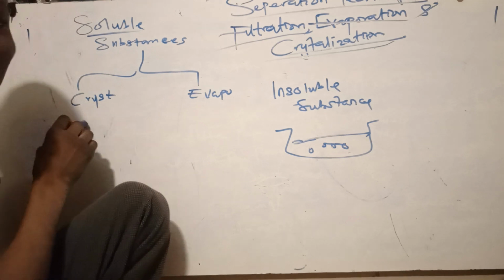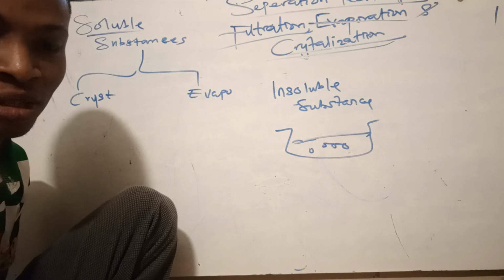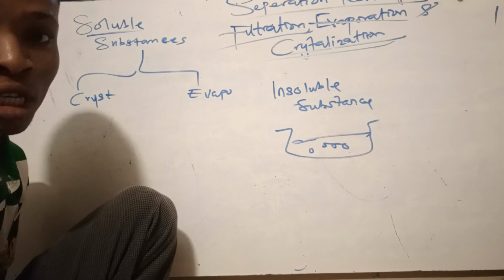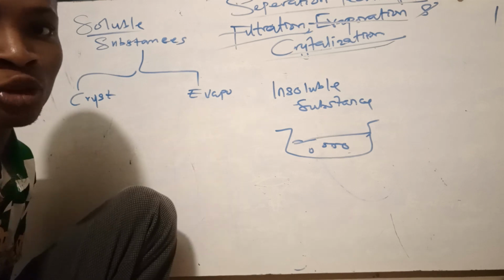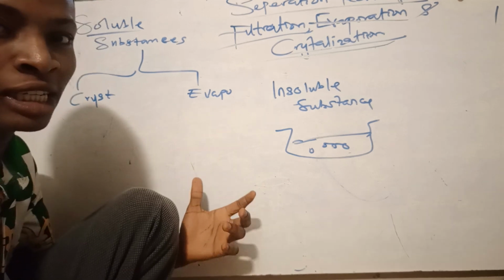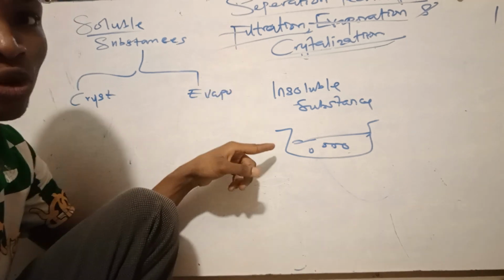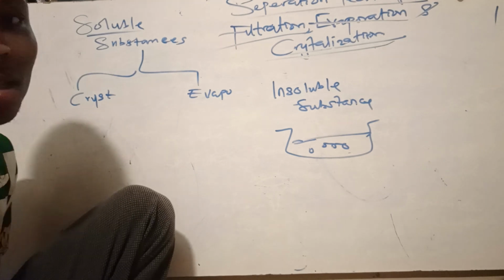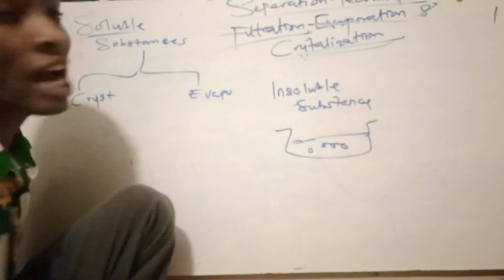So we use crystallization. What of evaporation? When you are not scared to damage the salt, that means the salt you are separating from the solution is not easily decomposed by heat, you can use evaporation. You will apply heat. The water part of the solution will vaporize, and the salt will remain in the evaporating dish. So that's it. Very simple. So now we know filtration, evaporation, and crystallization.